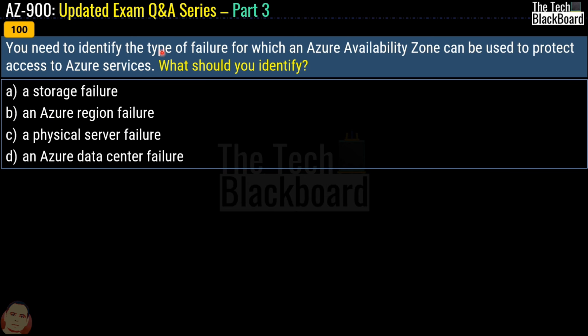You need to identify the type of failure for which an Azure availability zone can be used to protect access to Azure services. What should you identify? Your options are a storage failure, an Azure region failure, a physical server failure, or an Azure data center failure. The correct answer for this question is option D, an Azure data center failure.